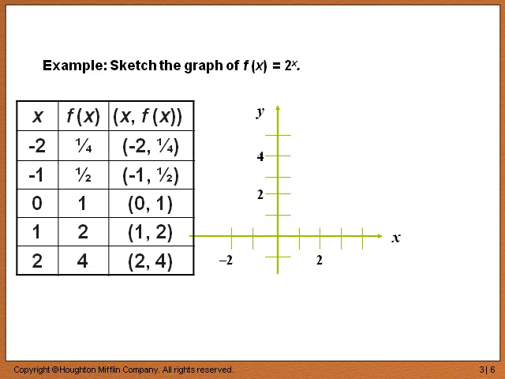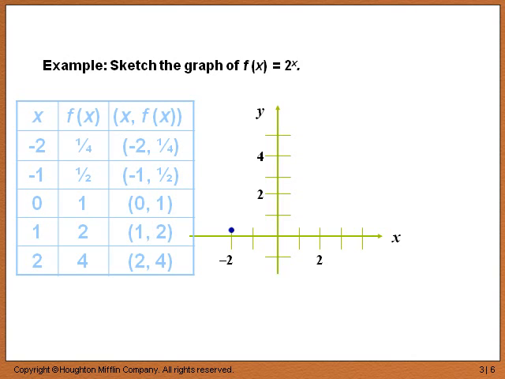That's what happens when we plug the x-coordinate into this exponential function 2 to the x. And we get 1/4, 1/2, 1, 2, 4. And then our third column is the ordered pairs. We can plot those ordered pairs, and that'll look something like this.